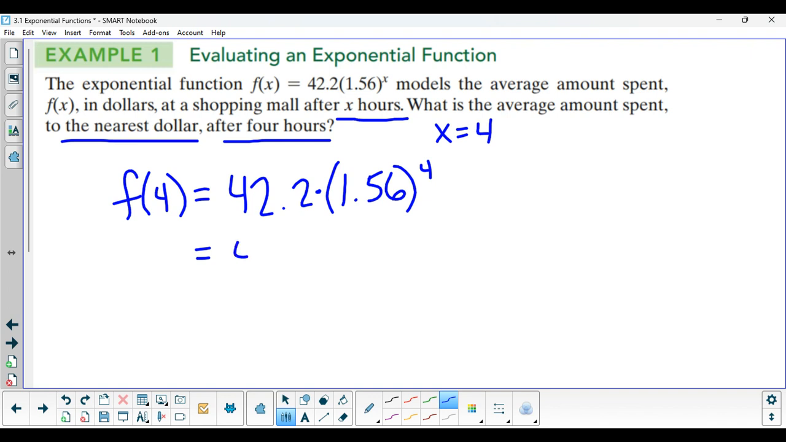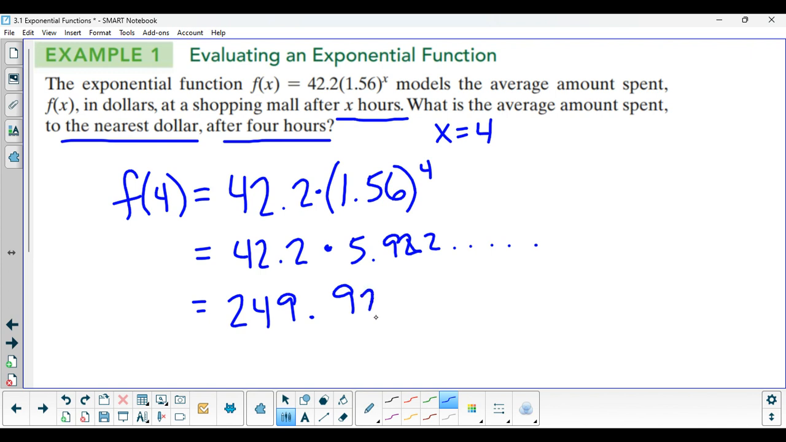If you do that, it comes out to about 42.2 multiplied by 5.922, and a bunch of other stuff. Then you multiply that number by 42.2, and we would get about 249.926 going on forever like that. I really wanted to make sure that we understood what that's actually saying.